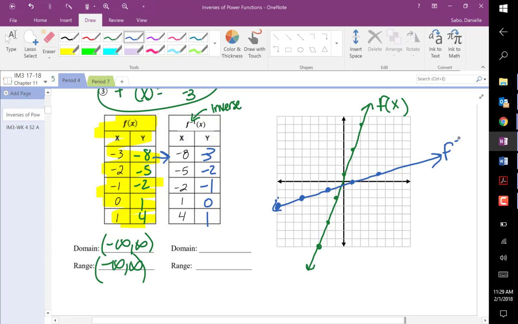And I'm going to label this as my inverse, because that way when you're talking about it or looking back at it, you know that that one was the inverse function and the green one here is the original. But now let's talk about what's going on here. Well, we know the domain and range is still the same because they both go on forever.